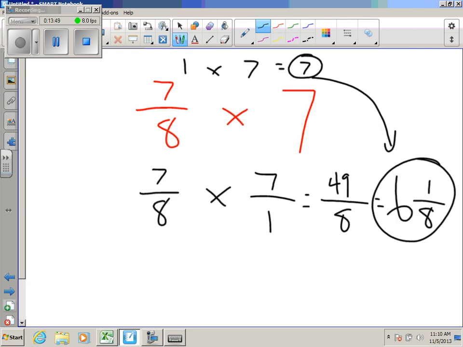Does it? It doesn't. That's why we have the 1 left over. Sometimes they do, sometimes they don't. Should we just leave it as 49 over 8? I thought we had to do it all in fraction form. That's to get there. That's the process.